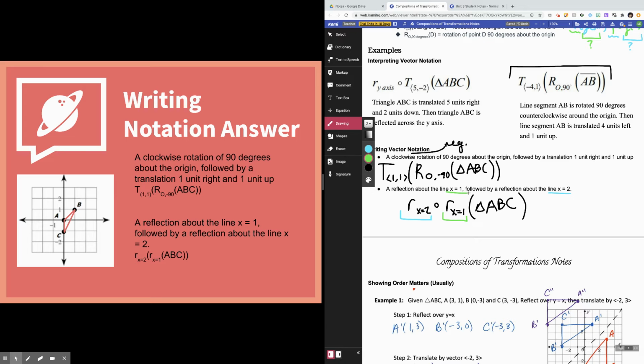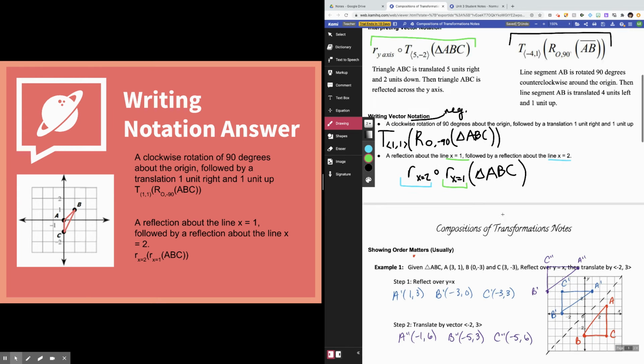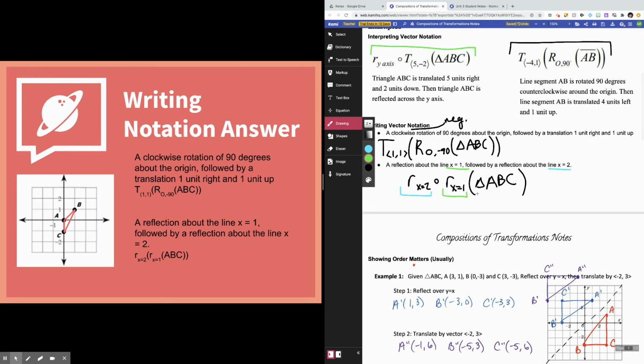Okay, so on this one, I modeled my writing after this version of the vector notation, which is the one where you read from right to left, just so that you could see an example of both written out. Okay, so that's your writing vector notation. Right? So give me just a second.